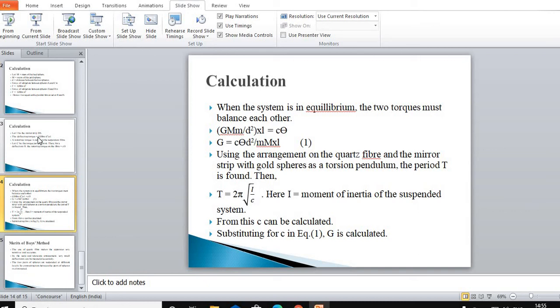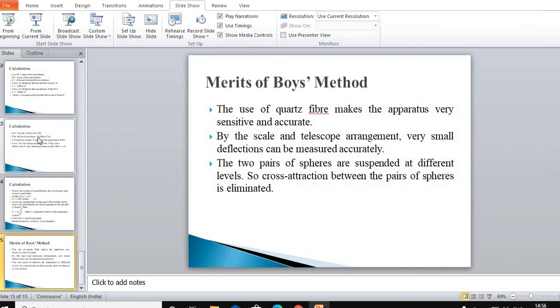Using this arrangement of the quartz fiber and the mirror strip with gold spheres as a torsion pendulum, the period T is found. Then T is equal to 2 pi into square root of I by C. Here I represents the moment of inertia of the suspended system. From this, C can be calculated. Substituting for C in equation 1, G can be calculated.